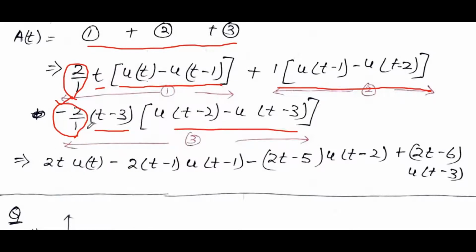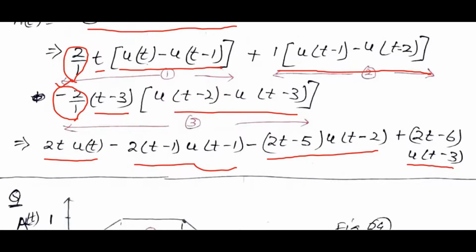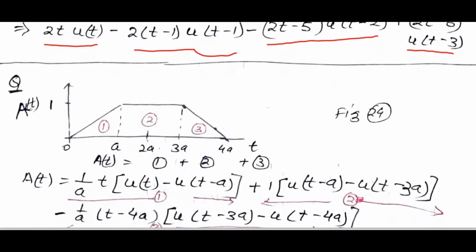On simplifying, you will get 2t u of t minus 2t minus 1 u of t minus 1 minus 2t minus 5 u of t minus 5 plus 2t minus 6 u of t minus 3. Clear? Now let us move to the next problem based on the same formula, ramp synthesis.